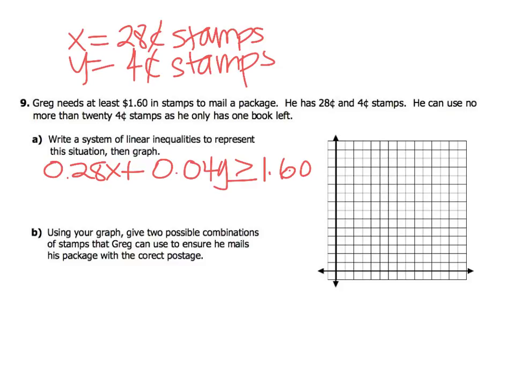So going back to what we talked about last lesson when we're dealing with applications of systems, one's going to represent the value and one's going to represent the quantity. All right, and the only information we have about the quantity is that he can use no more than 24-cent stamps. So 4-cent stamps are y, so we know that y has to be less than or equal to 20 because he only has 24-cent stamps, so he can't use more than 24-cent stamps. So there are our 2 linear inequalities that we are going to use.